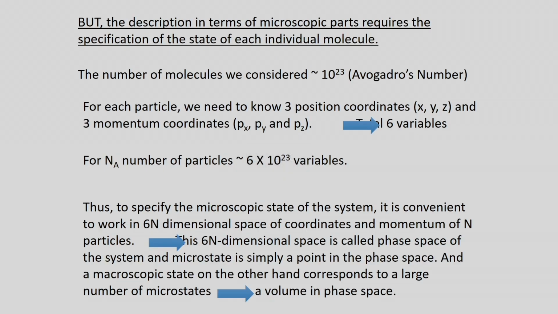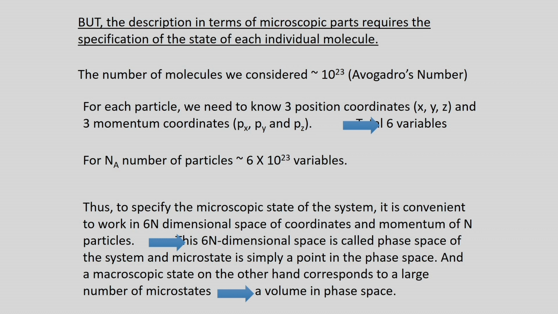So this is a description of a macroscopic system. Macroscopic systems are characterized by a few variables like pressure, volume, temperature, etc. So we can observe what the pressure is here or what the temperature is here. But the description in terms of microscopic parts requires the specification of the state of each and every individual particle. While we discuss the macro state, we did not consider the contribution to the pressure of each and every particle.